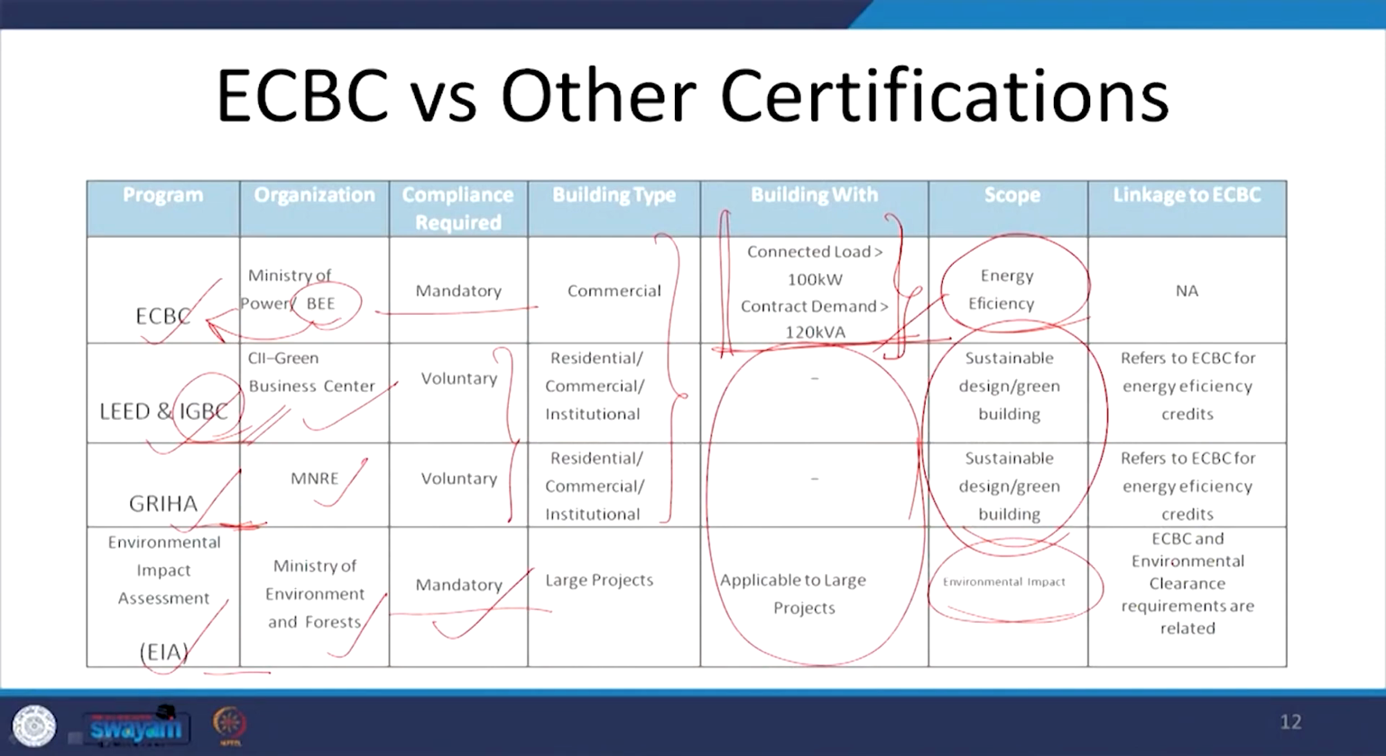So, if we are talking about the linkage of all these with ECBC, we see that the green building rating programs in India and also NBC in its chapter part 11, approach to sustainability, directly refer to ECBC for energy efficiency credits and the discussion on energy efficiency. So, mostly all the prescriptive requirements, mandatory requirements, also the simulation approach, whole building simulation approach and trade-off approach, all of this is directly referred to from ECBC.